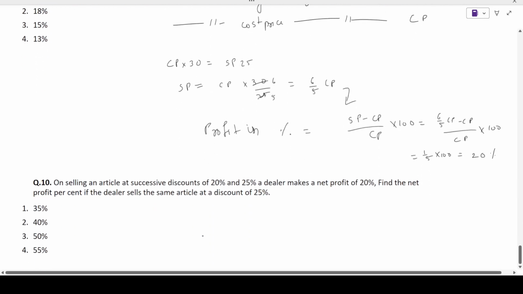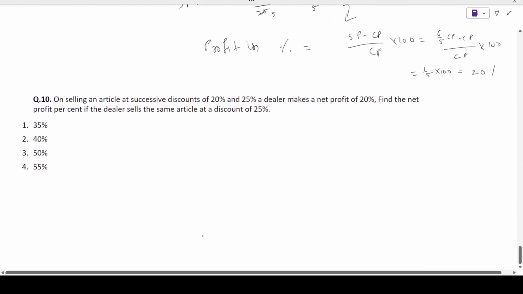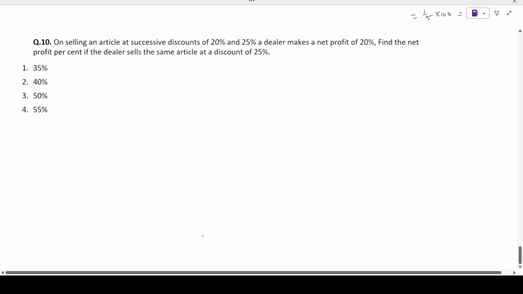Moving on to the next question, we have: on selling an article at successive discounts of 20% and 25%, a dealer makes a net profit of 20%. Find the net profit percent if the dealer sells the same article at a discount of 25%.